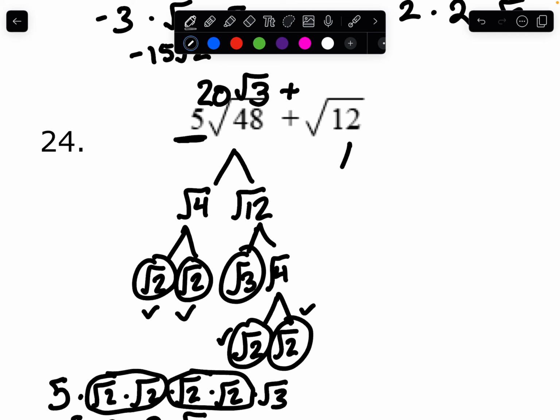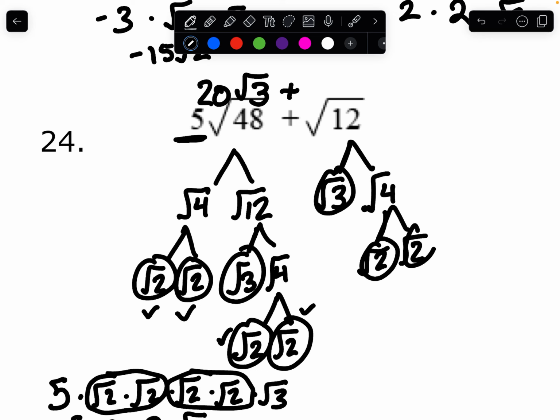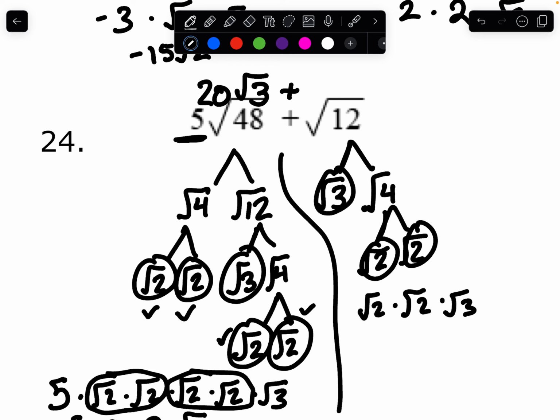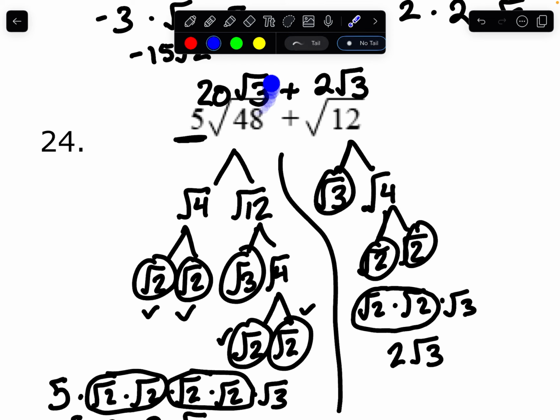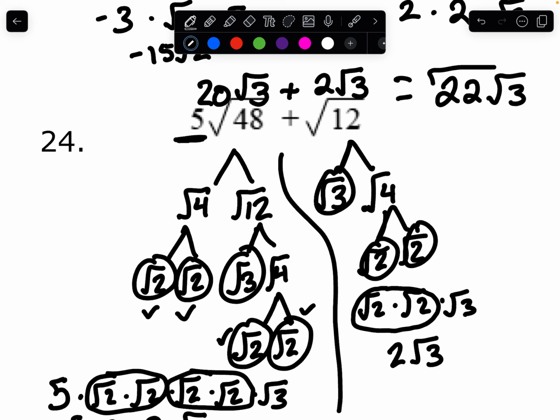I'm going to put the plus 12, right? 12 doesn't work anymore. And so we could do square root of 3 and 4. So we have square root of 2 and 2 because 2 times 2 is 4. So I'm going to kind of separate this off. So I have square root of 2 times square root of 2 times square root of 3. So I'll have a 2 square root of 3 as the final product. They both have a square root of 3 here. So I just add 20 plus 2 is 22. And I put square root of 3.